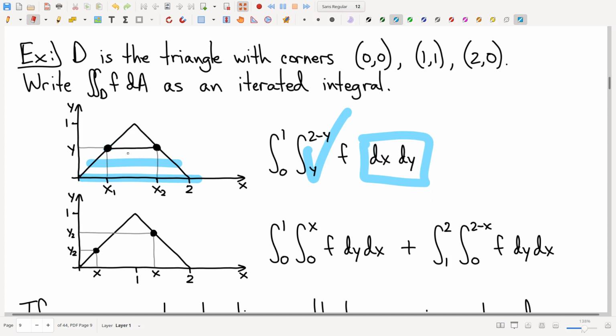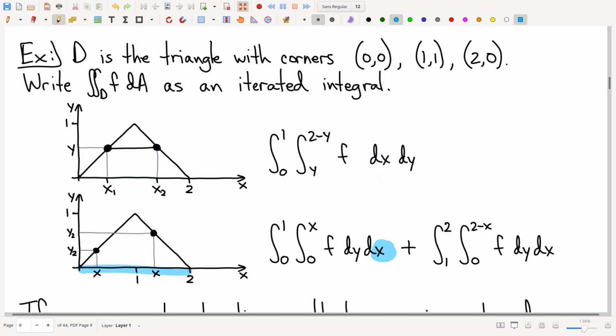Now, on the other hand, suppose we slice in the other direction. And it's tempting to say that with x on the outside, I should start by saying x goes from 0 to 2. Here's the problem. If I say x goes from 0 to 2, and then I ask what's the range of values for y?